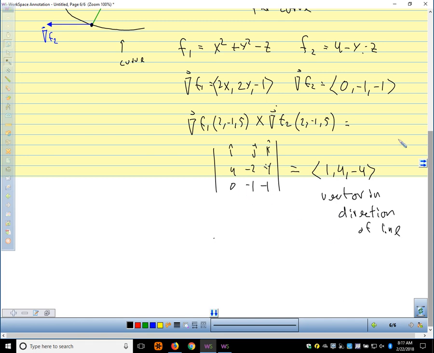So our symmetric equations, this is our point 2, negative 1, 5. So our equations of the line: x minus 2 over 1 equals y plus 1 over 4 equals z minus 5 over negative 4.